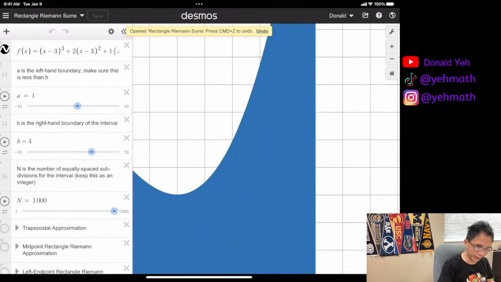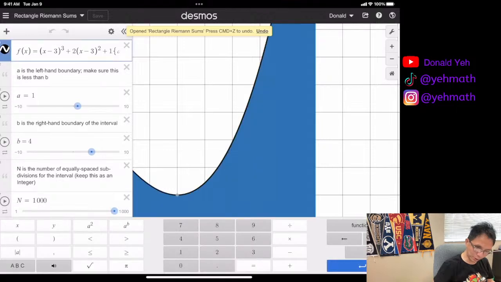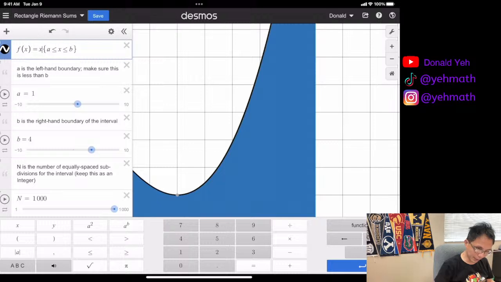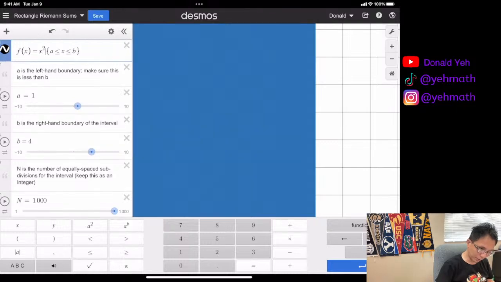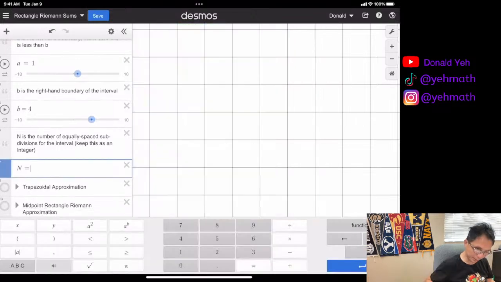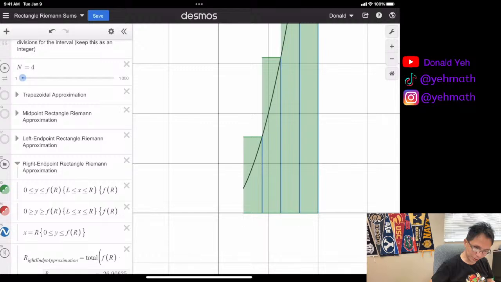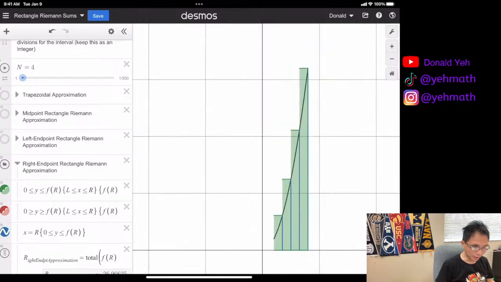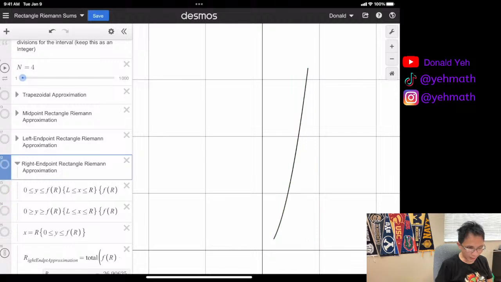So we're going to look at this function. We're going to change the function to any function, let's say x squared. And first of all, I can break it into 4 pieces, and that looks like this. I can do right end, left end, midpoint, or trapezoid. So this is how the 4 pieces are supposed to look.